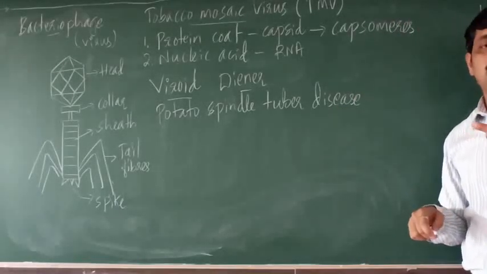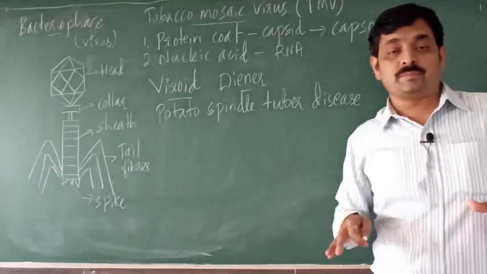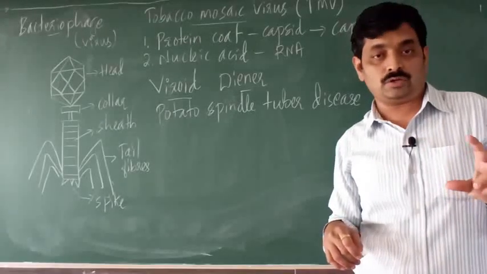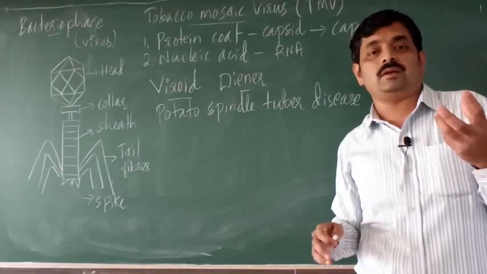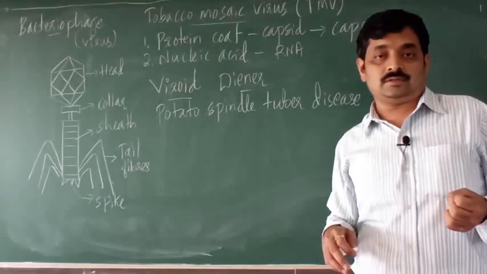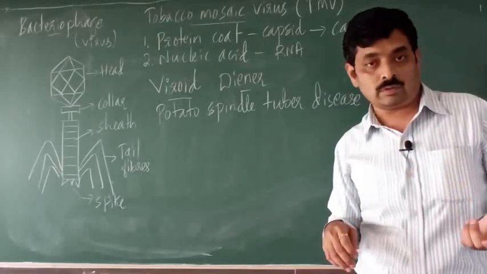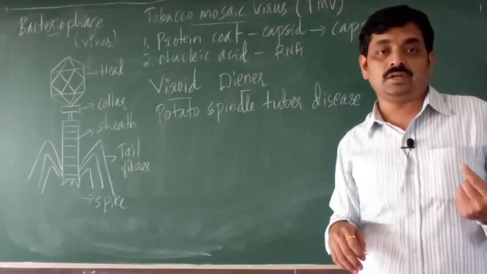Now why are these particles called viroids? They are called viroids because they have a free RNA without the protein coat. So protein coat is absent. They are simply RNA particles. Because of this, these particles are called viroids. So viroids have free RNA without protein coat.